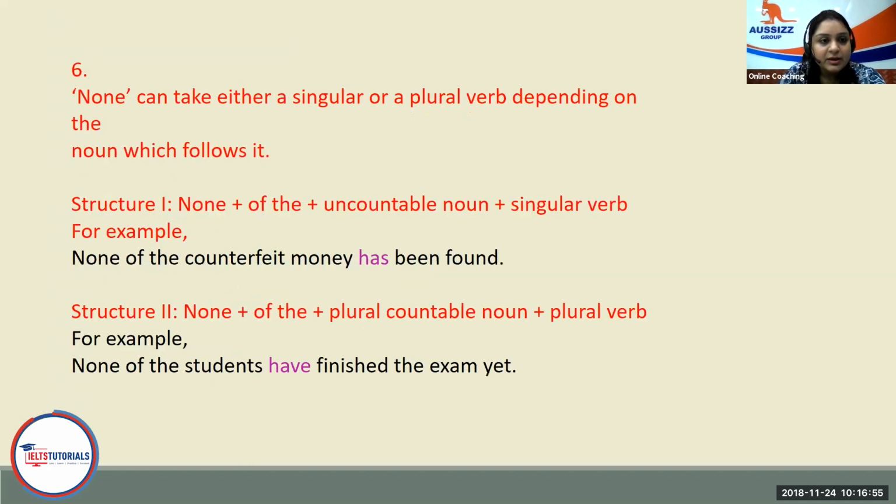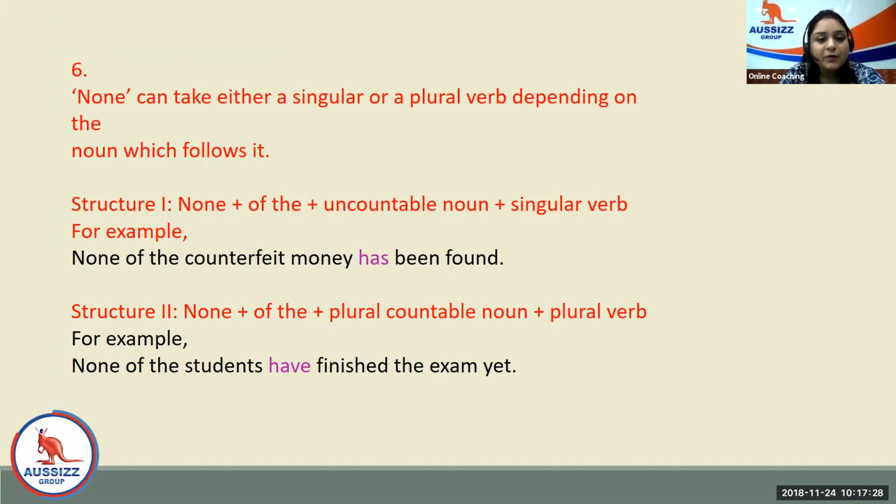Okay, now next rule number 6 is again very important. None can take either a singular or a plural verb depending on the noun which follows it. It's a very simple rule. None is particularly again a part of speech related to the pronoun. So none is also, we can say, an indefinite part of the pronoun. Okay. So none, structure number 1, none of the uncountable noun. Uncountable always takes singular verb. So none of the uncountable noun plus singular verb.